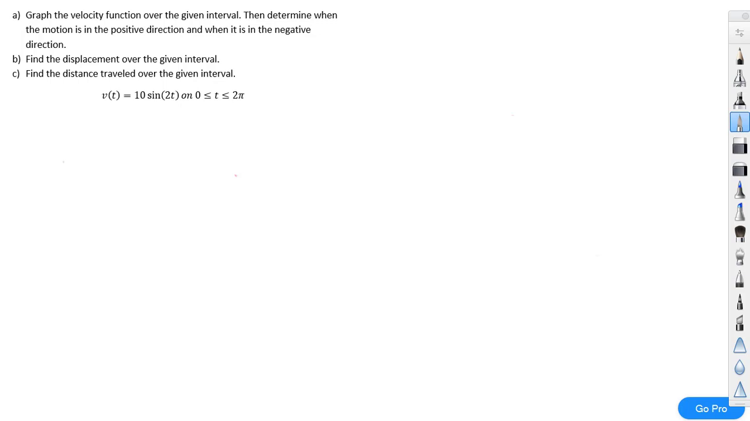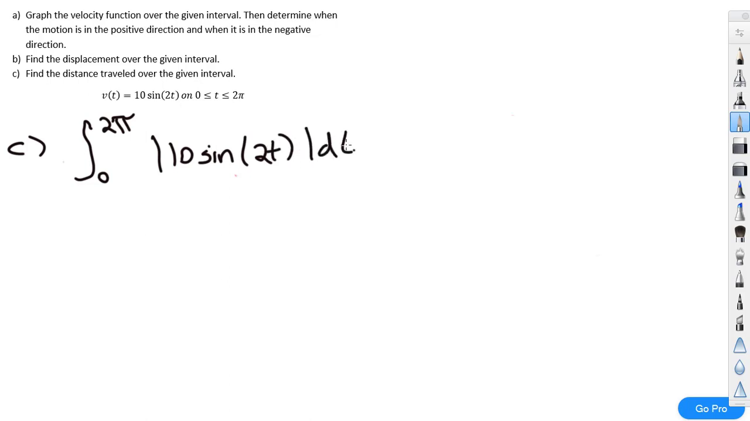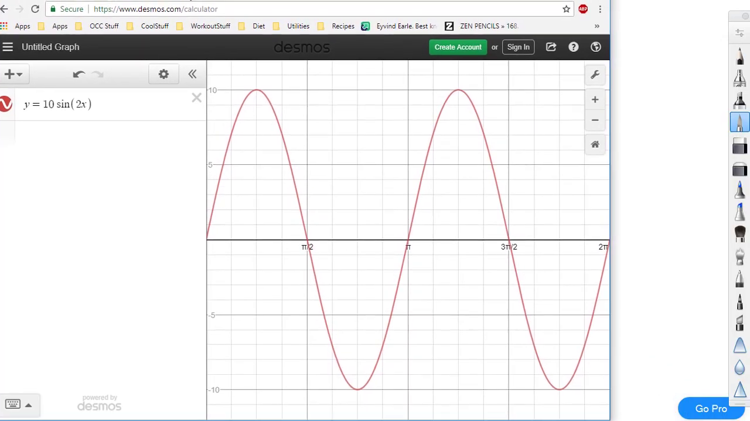That means that when we're looking at solving for C, we're going to have to look at the integral from 0 to 2 pi of not just this function, but the absolute value of this function, because we want our negative displacement to also count as our distance traveled. So what we need to do in order to solve this is figure out where our function is positive and where it has negative displacement, because remember, we want that negative displacement to become positive.